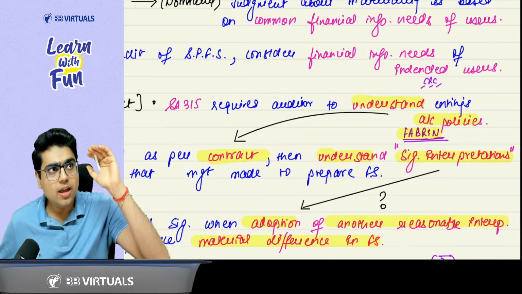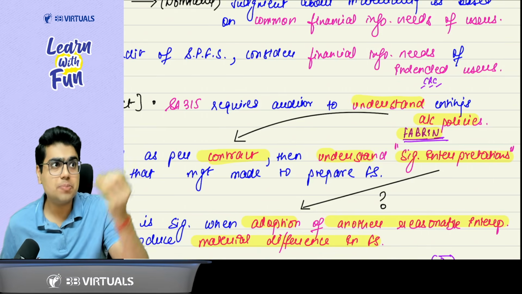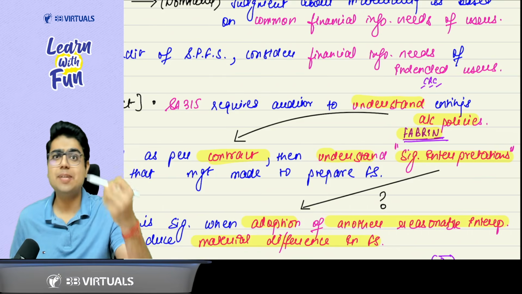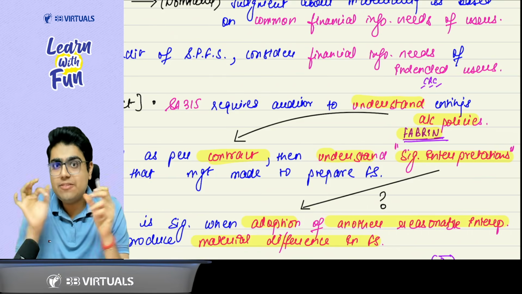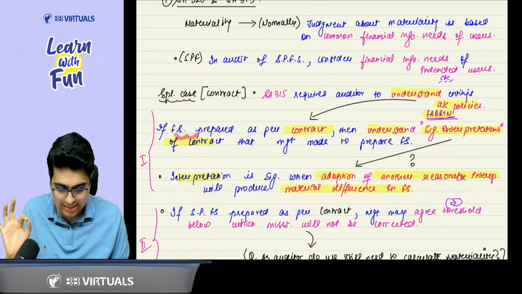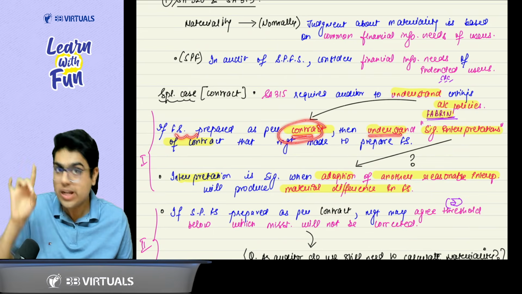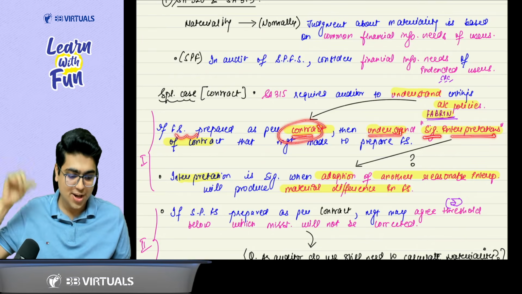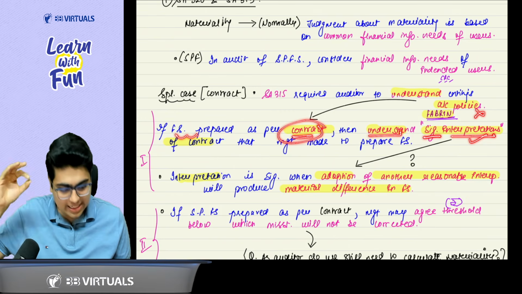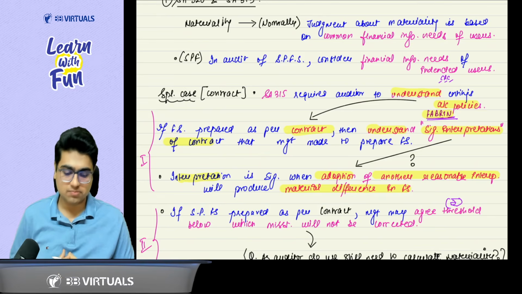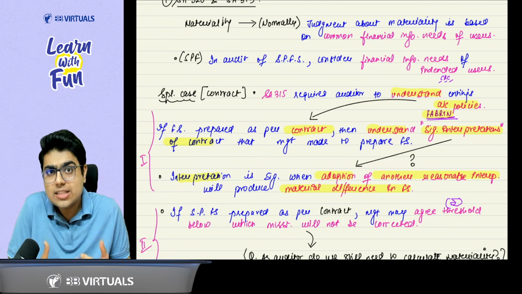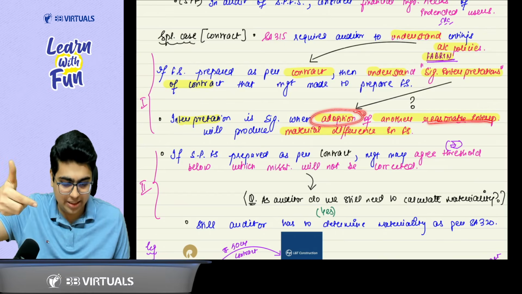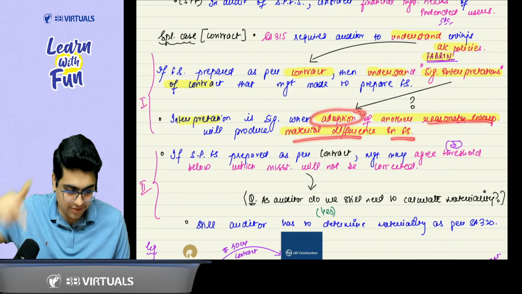Now, sir, when you are auditing the financial statements as per the contract, when you are preparing the financial statements as per the contract, now accounting policy will become what? So in this case, if the financial statements are prepared as per contract, now you don't need to understand the accounting policy. You need to understand significant interpretations. Now, instead of accounting policy, you need to understand significant interpretations of contract. Now, sir, when is the interpretation significant? So, interpretation is significant when adoption of another reasonable interpretation will lead to material difference in the financial statement.